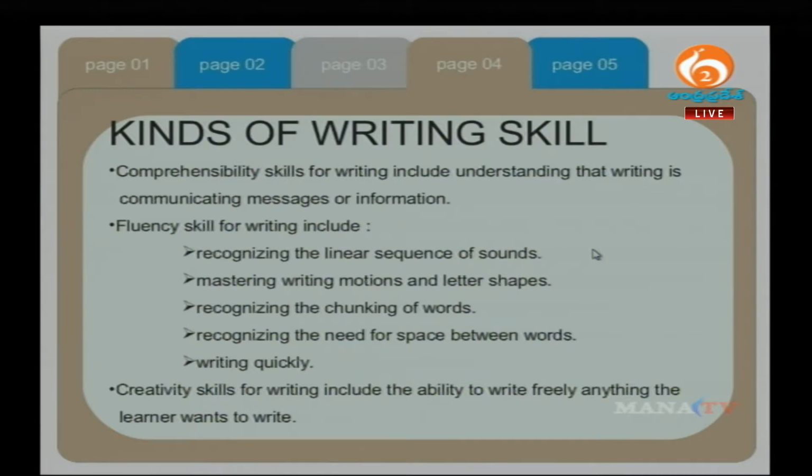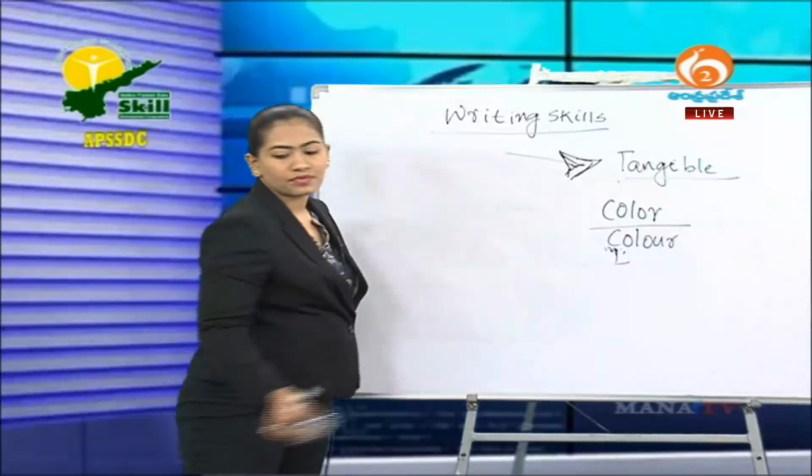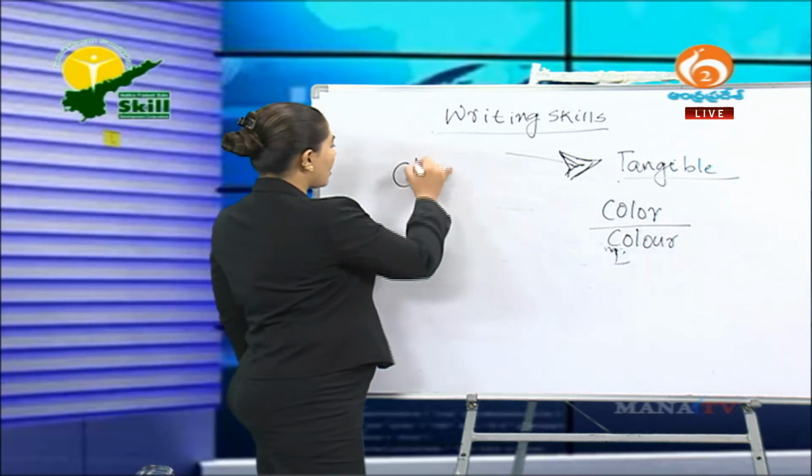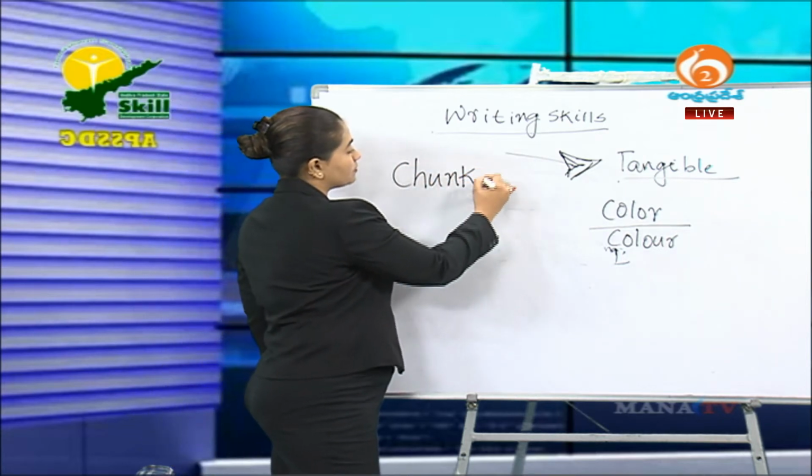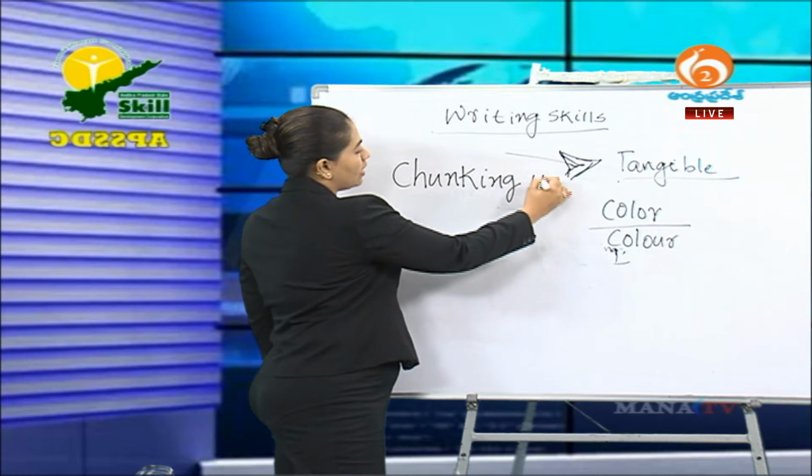So comprehensibility skills for writing include understanding that writing is communicating messages or information. Fluency skills for writing include recognizing the linear sequence of sounds, mastering writing motions and letter shapes, recognizing the chunking of words. Let's understand this a little bit in detail. So I want your attention on the board right now. Well, there's this word called chunking up and chunking down.